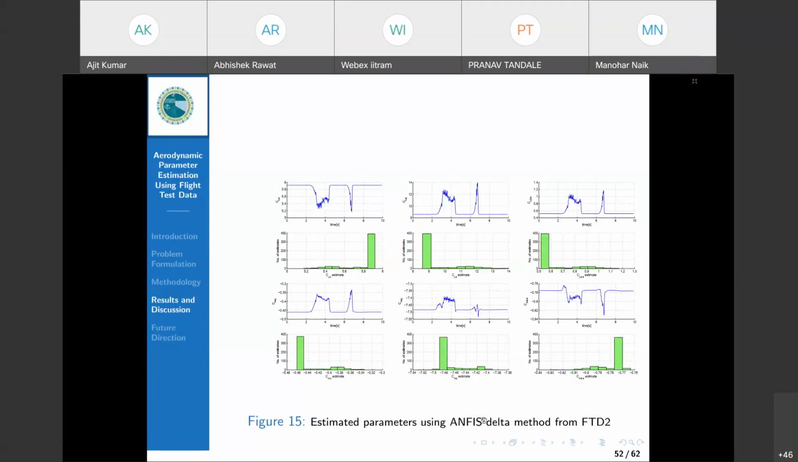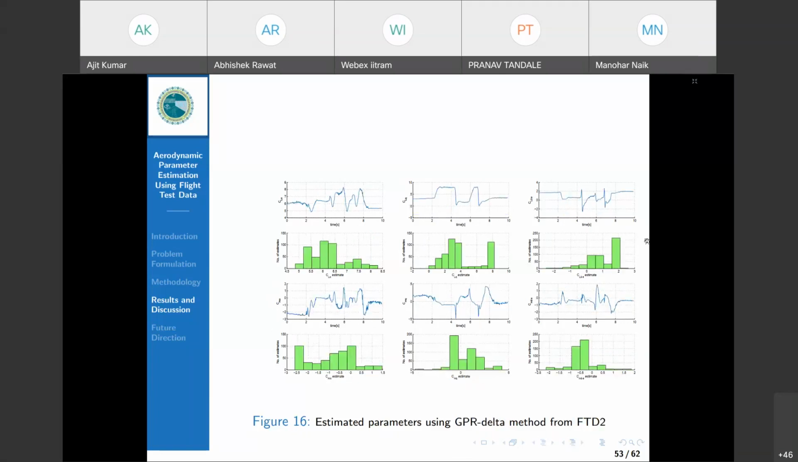When I say ANFIS delta method, you see the scattering is getting quite less. So the confidence on these estimates will be a little higher than the delta method. Similarly, for all these parameters, CL alpha, CLQ, CL delta E, and also for moment parameters, CM alpha, CMQ, and CM delta E, we have a very sharp peak in this category of ANFIS.